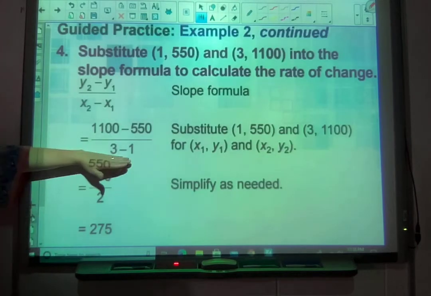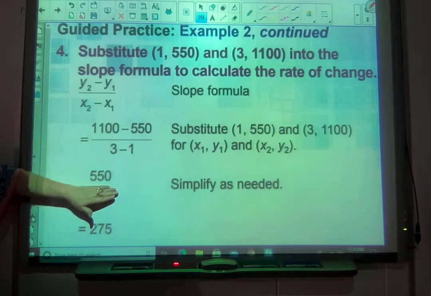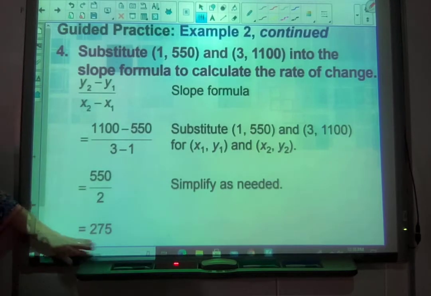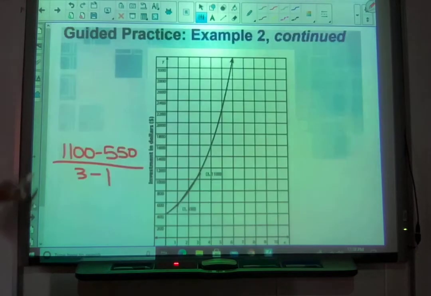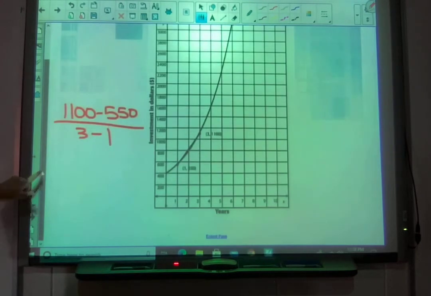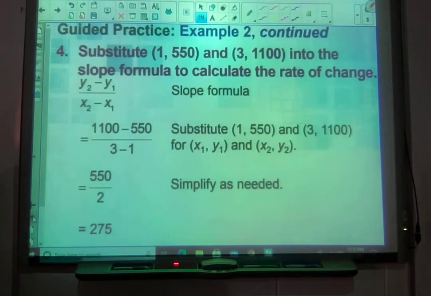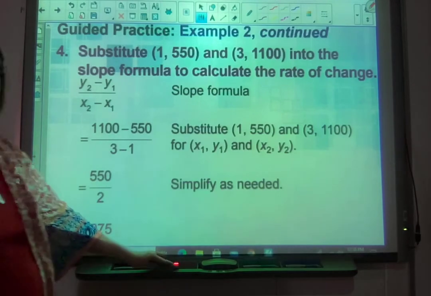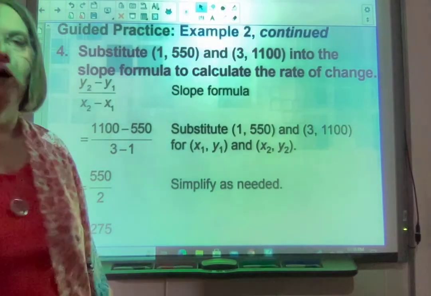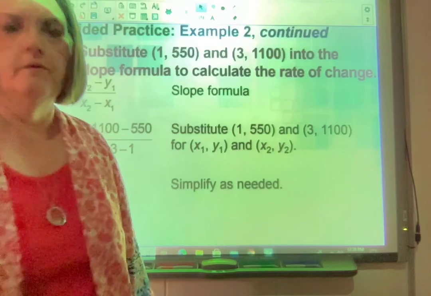And that gives us 550 over 2, so that's about 275 per year. Look and see what the table says it is per year. Okay, that's average rate of change. It's y2 minus y1 over x2 minus x1.